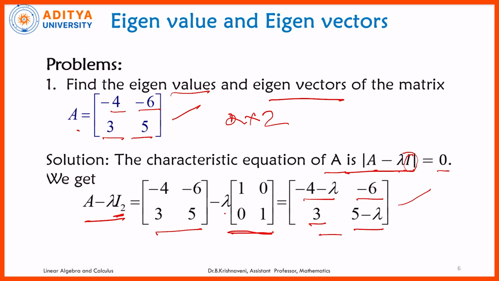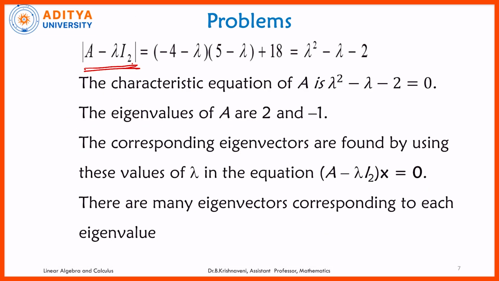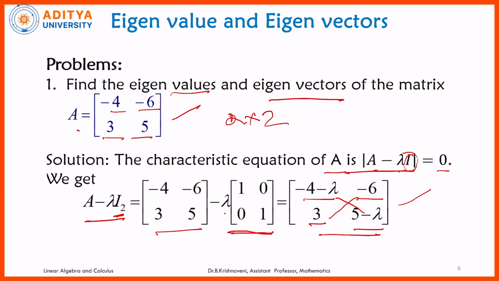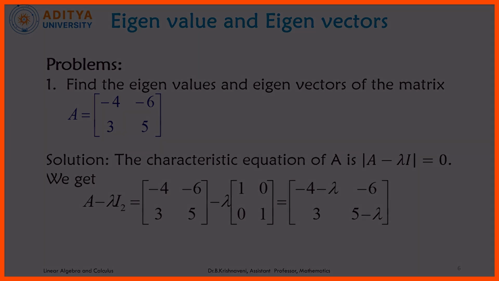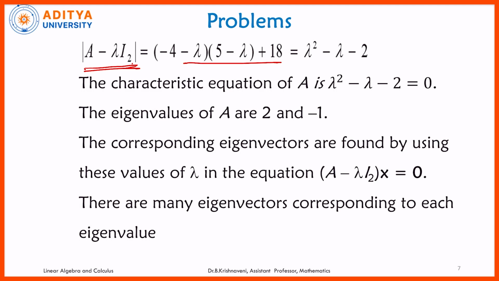Since it is a 2 by 2 matrix, the determinant is (-4 minus lambda) into (5 minus lambda) minus (-6 into 3), which is 18. On simplification, you get the polynomial lambda square minus lambda minus 2, which we call the characteristic polynomial. If we equate it to 0, we call it the characteristic equation.